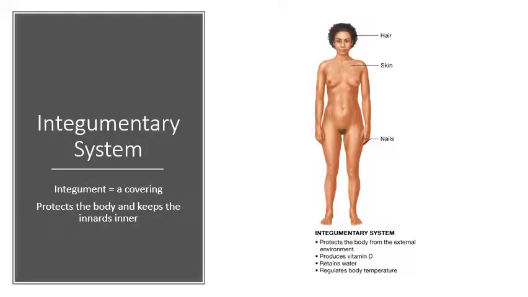So starting with the integumentary system, that is your skin. Its basic function is to protect the body from the external environment. It's called the integumentary system because the word integument is just a covering or a coating, so the skin coats your body. It has other functions as well in addition to protecting the body. It also makes vitamin D if you're exposed to sunlight. It helps keep water inside the body, which is really important because you have a lot of water inside your body and you need it.